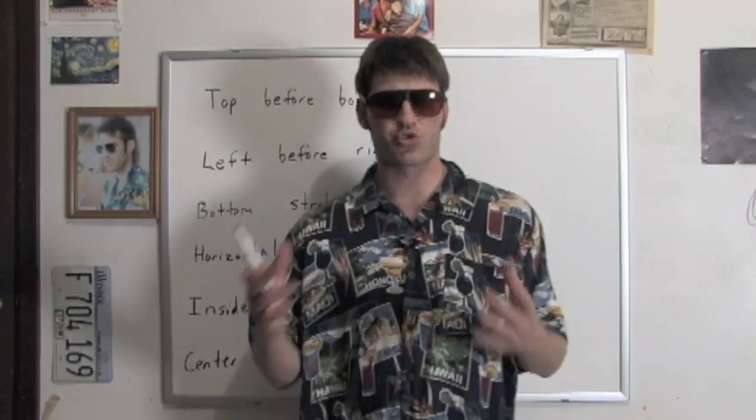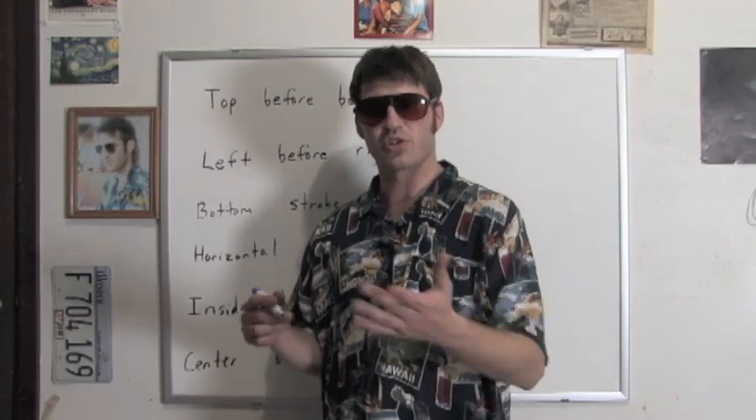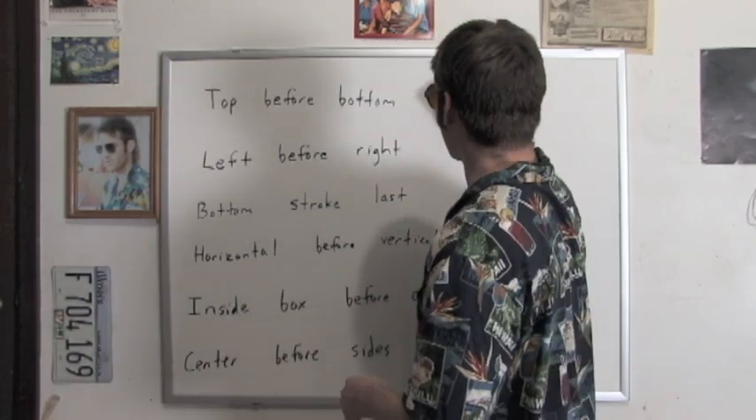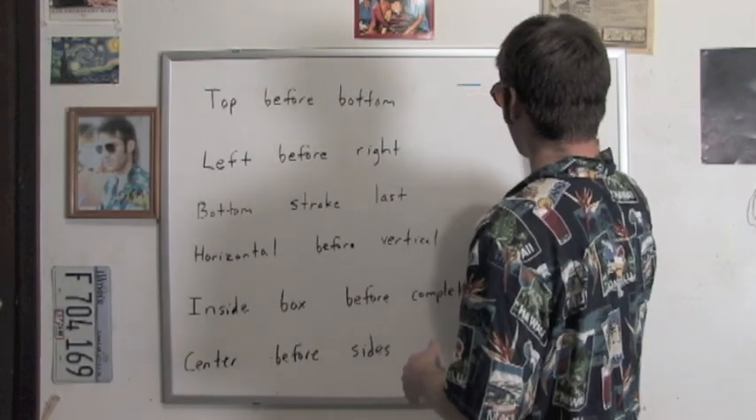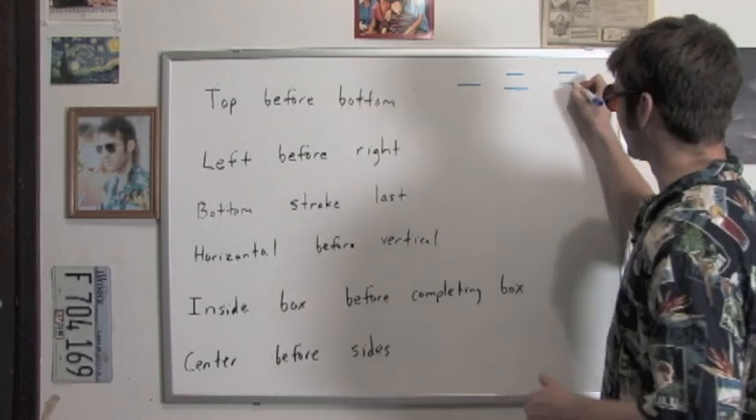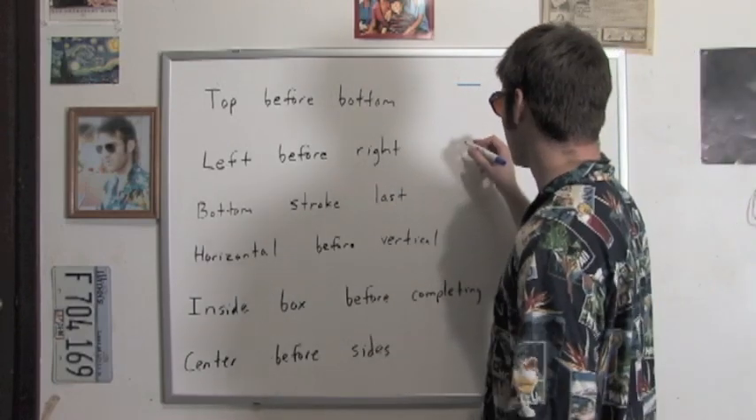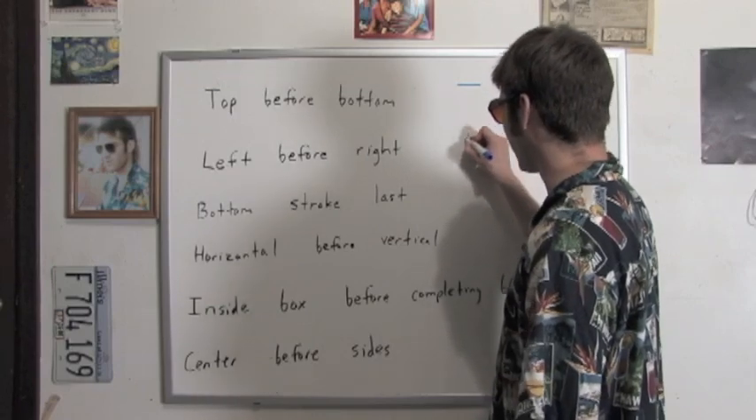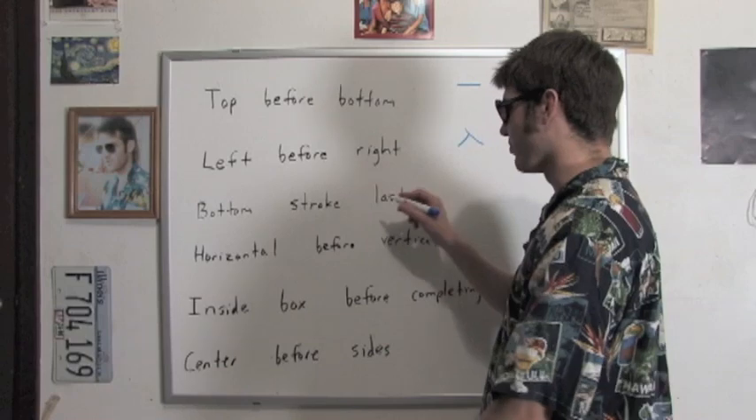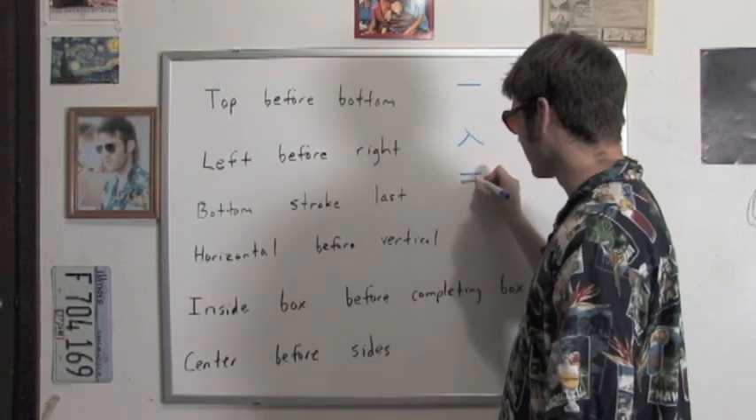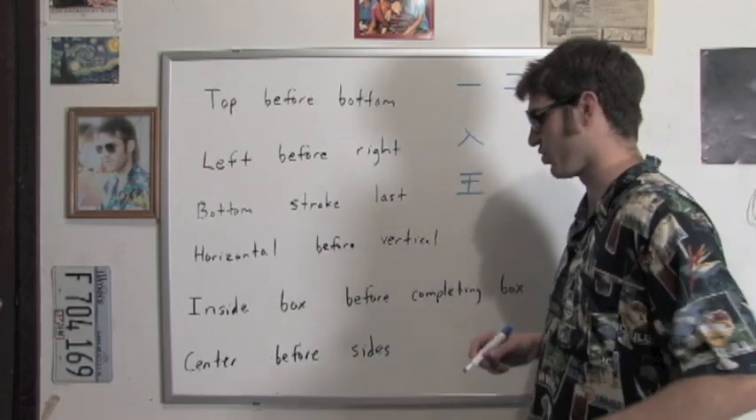Okay, I've shown you the main strokes you're going to use, now just the order in which you make them. So here, you go top before bottom. So for example, there's number 1, there's number 2, here's number 3. I'm working from top to bottom, left before right. Here I've got a left stroke and then one on the right. Bottom stroke last. Just for example, I complete the bottom stroke last to kind of finish the word.